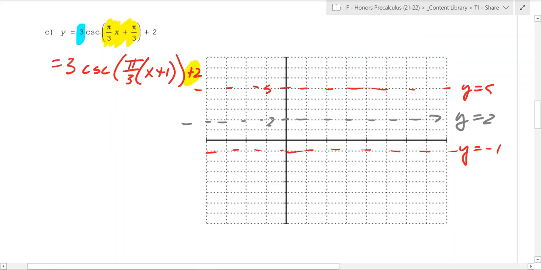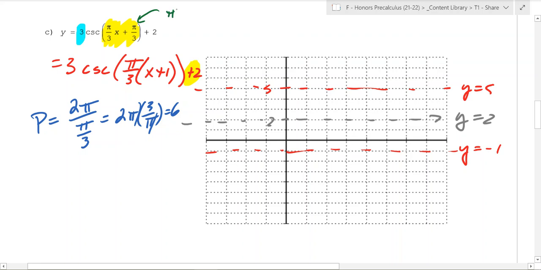Cosecant is the U shape going up. So what does this mean? Well, let's do the period first. The period is going to be 2 pi over pi over 3, which is 2 pi times 3 over pi, which is 6. So the period is 6. It's going to repeat itself every 6. But then this right here means pi over 3, it's going to be a shift, but it's not pi over 3 because you have to do it after you factor. It's that one right there. It's the 1. So you have to factor out the pi over 3 first, and it's going to be 1 to the left.